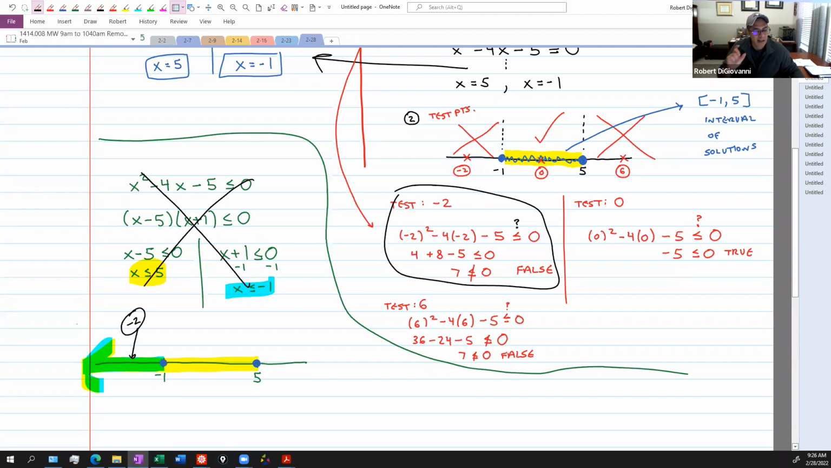And again, it goes back to the whole idea that when you're multiplying two things together, if you had two negatives, you would get a positive. Or if you had a negative and a positive, you would get a negative. And that the only way to actually keep track of that is to do the number line and test the regions. Unfortunately, that's the most efficient way.